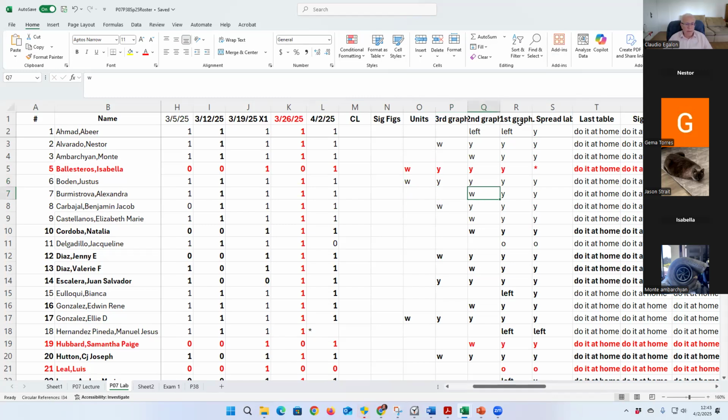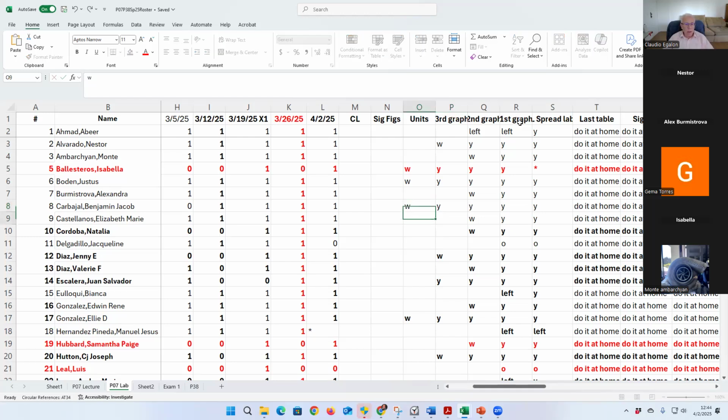Good. And Alexandra? Still working on it. On the third one and on the second one? Yeah. On the second, okay. Do you need any help with the second graph? No, I'm all right. I'm just finishing up. Okay. So Benjamin, finished third graph, working on the units.